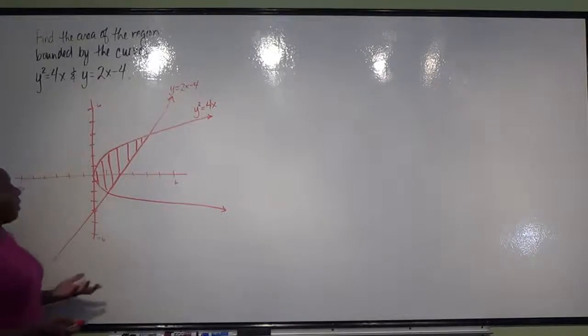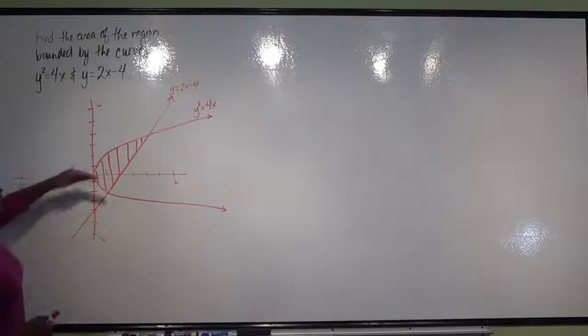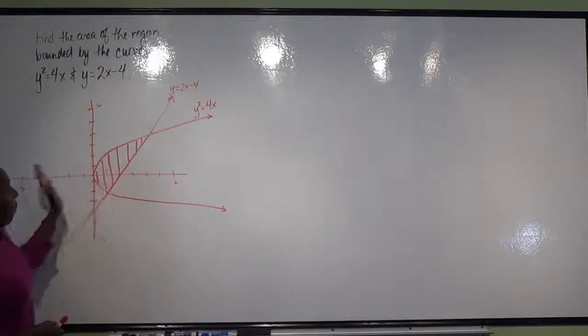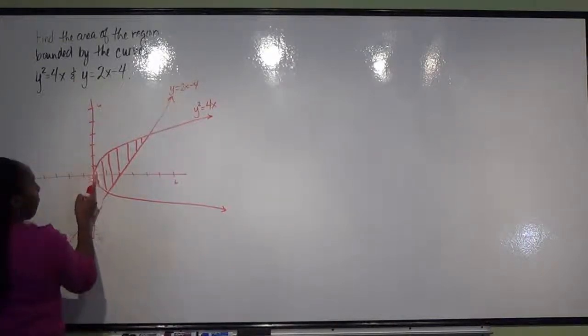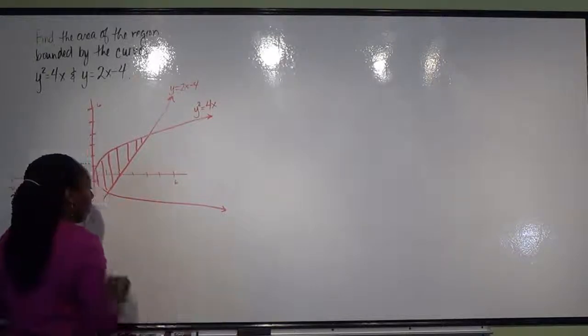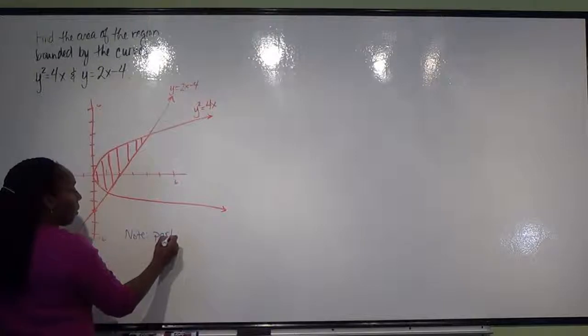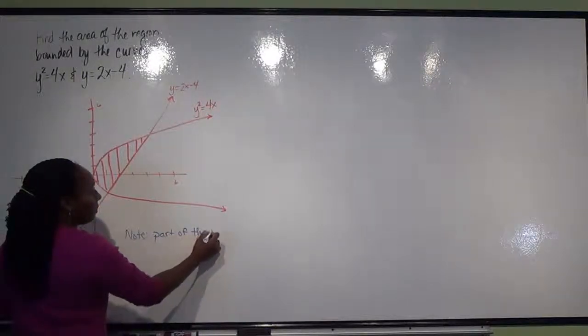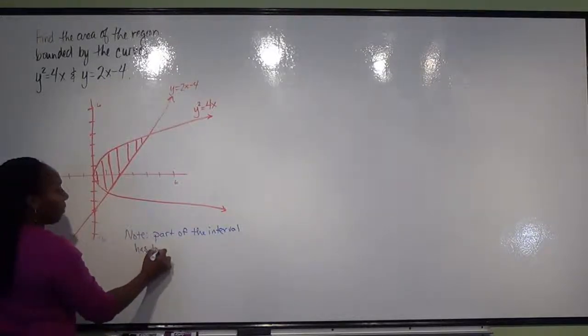Alright, so to set up my integral, again, the first thing I notice is if I try to do an upper curve minus a lower curve, well, that's kind of problematic for part of the interval, because from here over, the upper and the lower curve are the same curve. Okay? So in this case, instead of looking at an upper minus a lower, again, part of the interval has top and bottom curves the same.